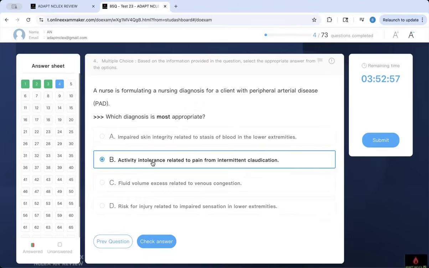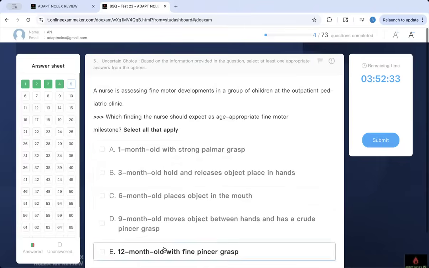Why? I cannot walk because I have claudication, less blood flow. Why is this wrong? It's not due to stasis, that's venous disease. Fluid volume excess related to venous congestion, venous stasis. Risk of injury related to impaired sensation in the lower extremities. That's the secondary information that can happen, not the primary diagnosis. Therefore, B is the right answer.